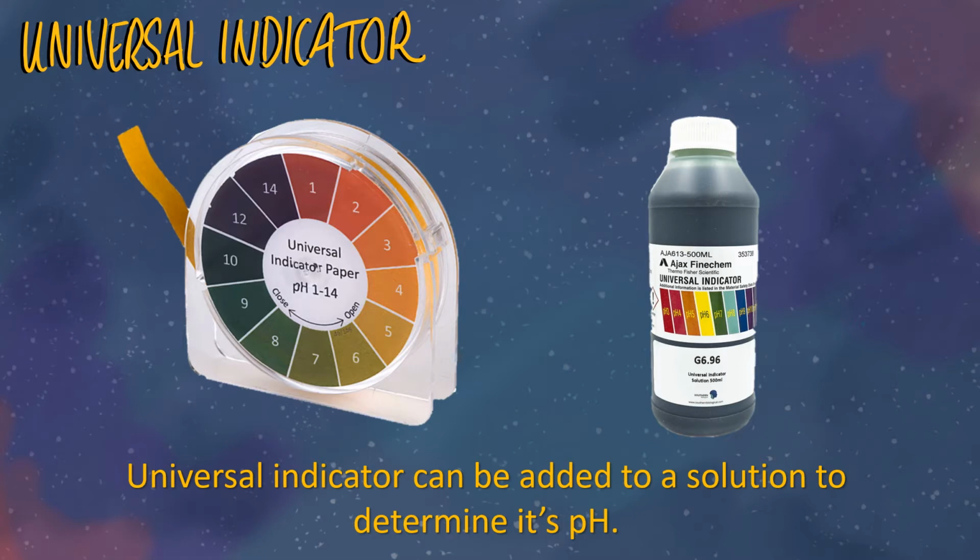Okay, so acids and alkalis. We can figure out whether a solution is acidic or alkaline using universal indicator. It comes in paper form and it comes in solution form. They both do the same thing. It can be added to the solution to determine the solution's pH, and whatever color it turns shows you whether it's acidic or alkaline.